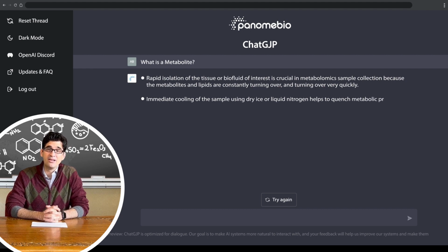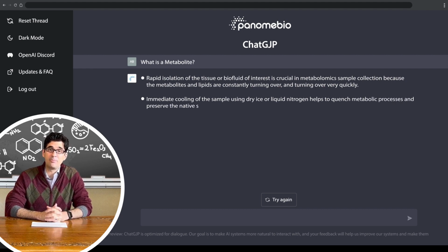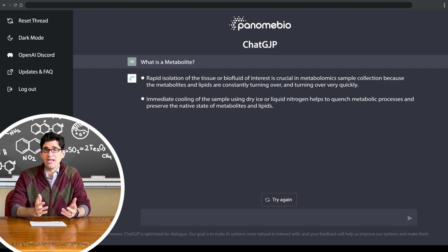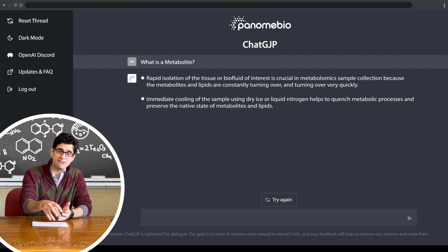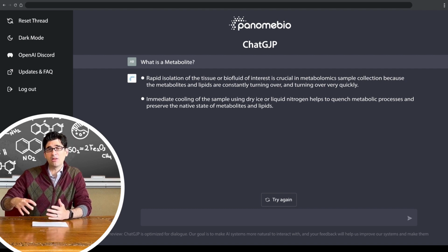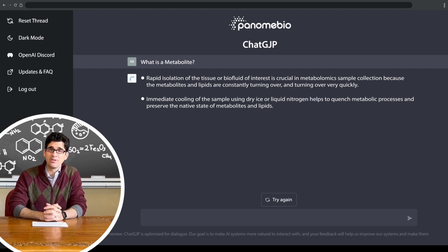And so what that means is that if you're harvesting a sample from a biological system, whether that be a tissue or a biofluid from a patient, from a model organism like a mouse or a zebrafish, or even a plant, the challenge is that it takes time to remove the sample or to extract those small molecules. And during that time, the metabolic processes can actually be changing.